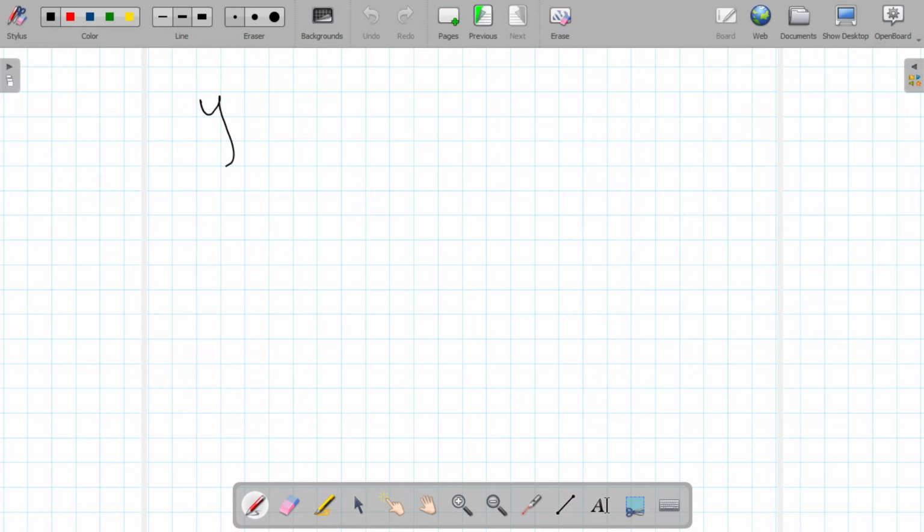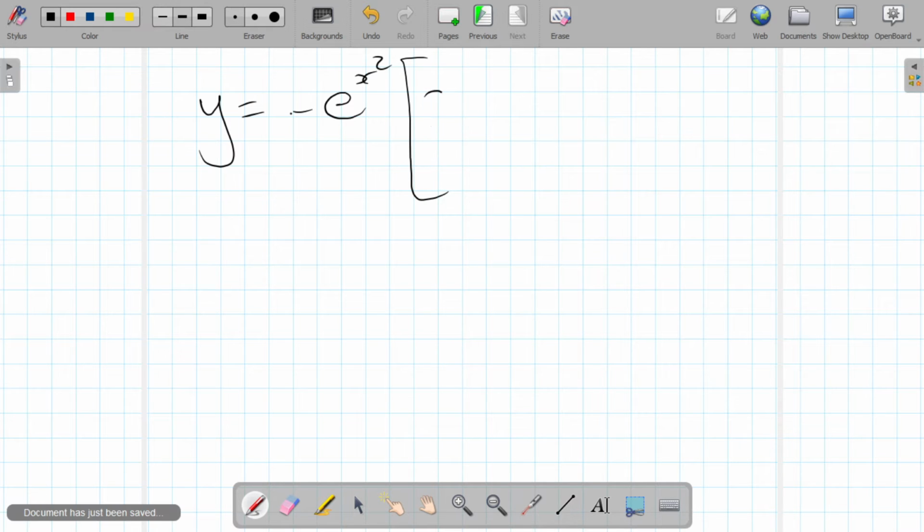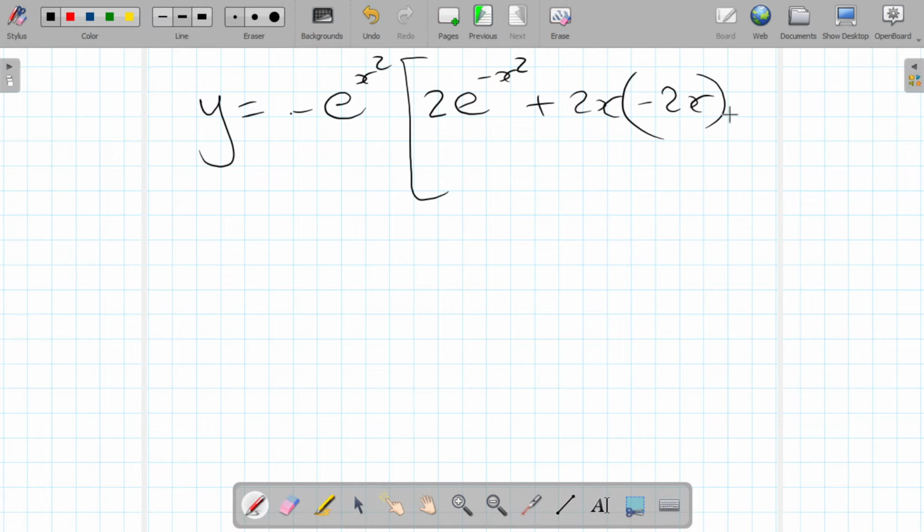So we've got y equals minus e to the x squared times, in brackets, 2e to the minus x squared plus 2x times minus 2x e to the minus x squared. So there we are. We were faffing around before, weren't we? And anyway, we've written it down properly now, and this can be simplified.